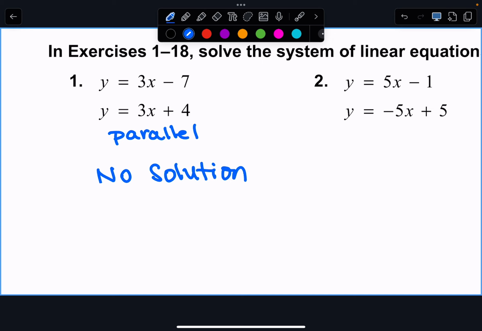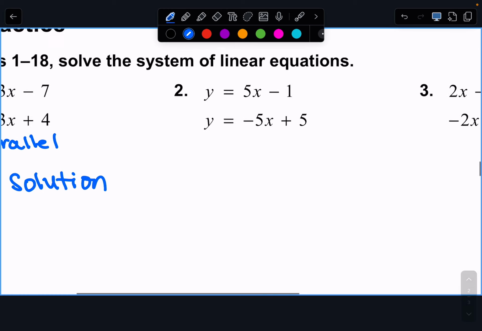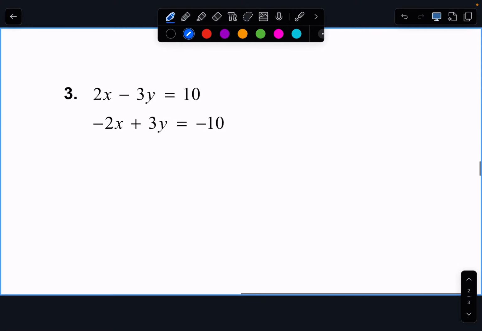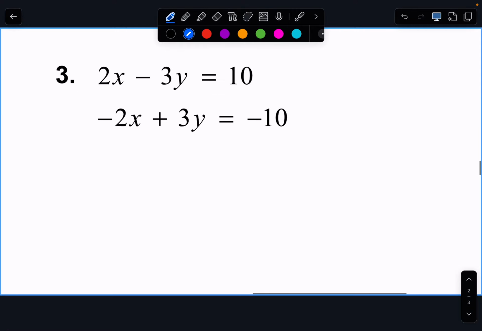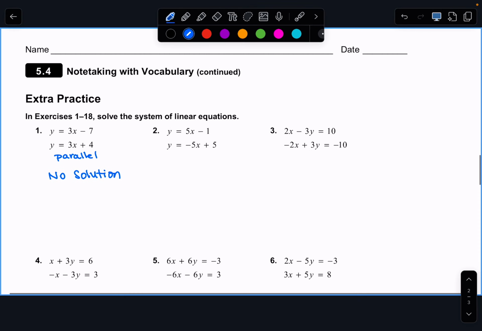Now, unfortunately, that's not how we're going to solve these. I just wanted to talk about that because we could see that. In order for them to be parallel, they would need to have the same slope and a different y-intercept. For infinitely many, they would need to have the same setup, so 3x plus 4 and then 3x plus 4. But we're not always going to see it like that.